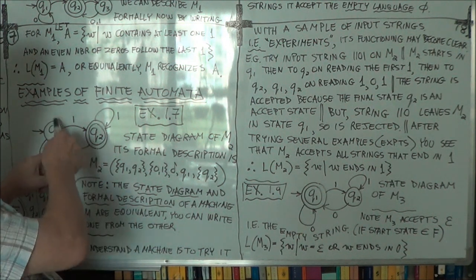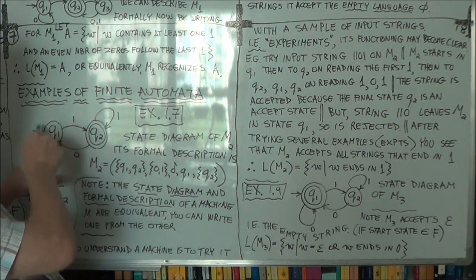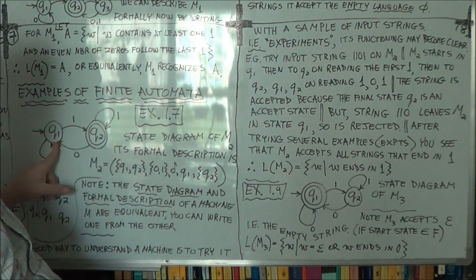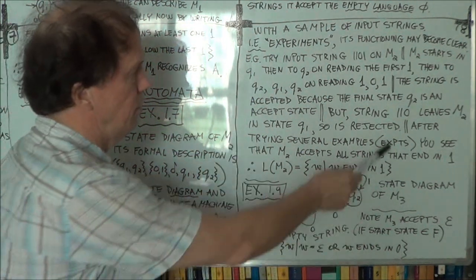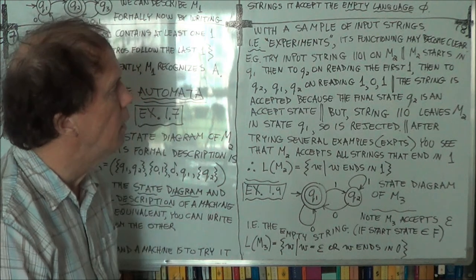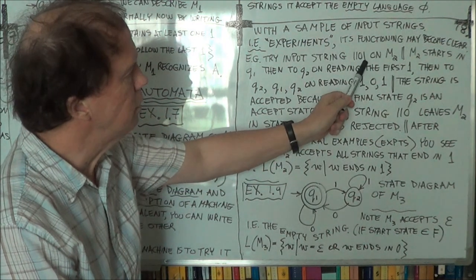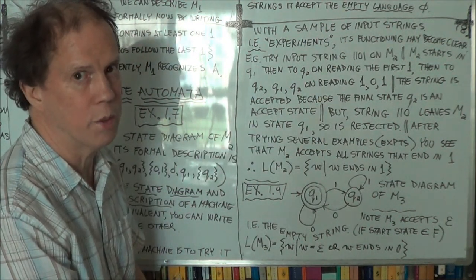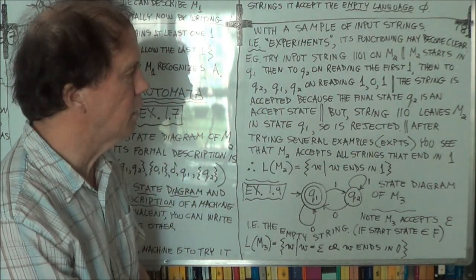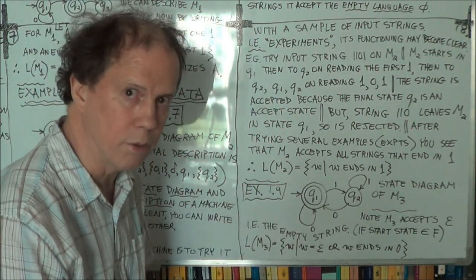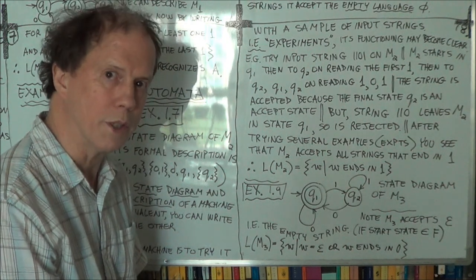But your final state is not an accept state. You don't have two circles here. So your automaton M2 rejects this string. Now you do a whole bunch, and eventually you'll come to the conclusion that if you have a final one, M2 accepts that string. But if your final symbol is a 0, it rejects it. So there's your rule. There's your classification rule, if you like. That's a description of the function, the job of your automaton.